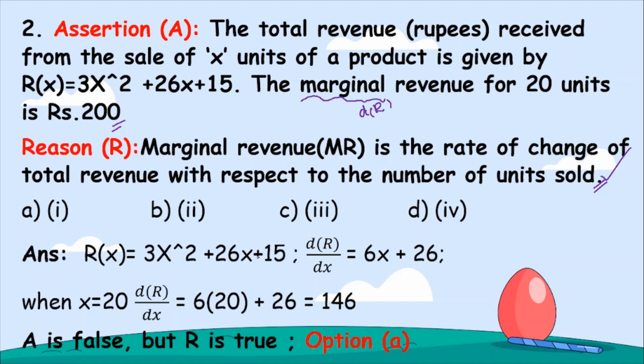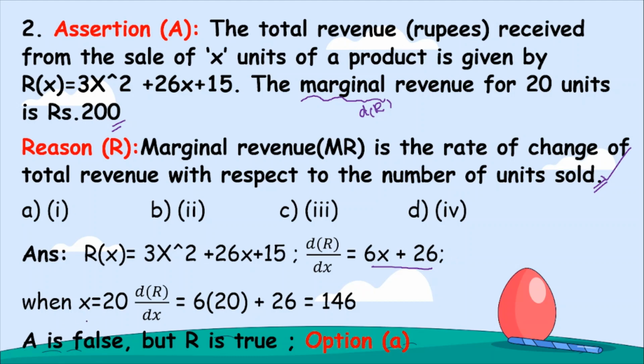So differentiate this, you will get x square is differentiated, become 2x. 3 into 2x is 6x. And 26x becomes 26. So 6x plus 26 is the derivative, the differentiation of the revenue function. So this is the marginal revenue function.